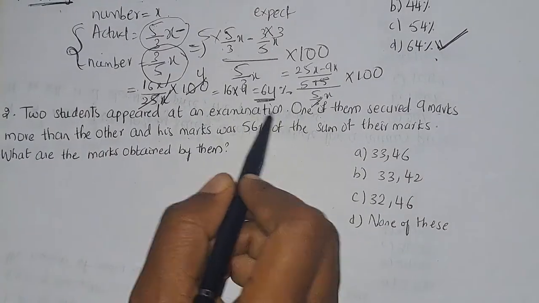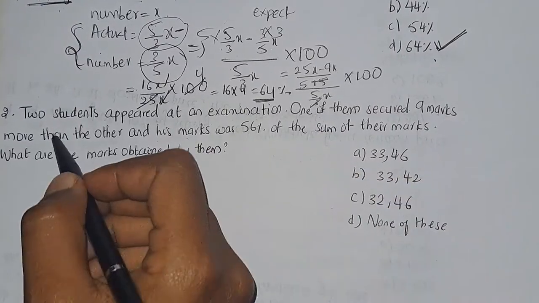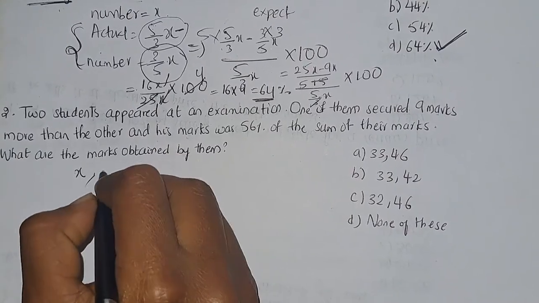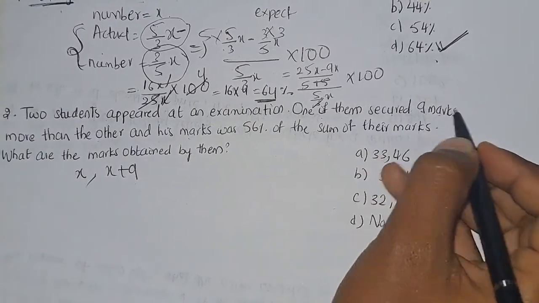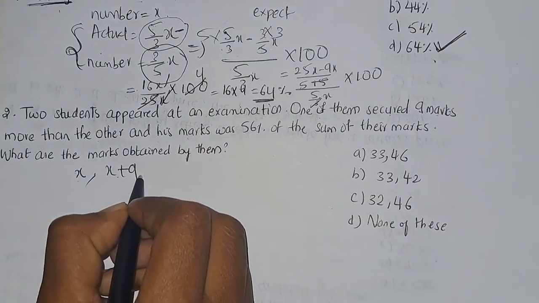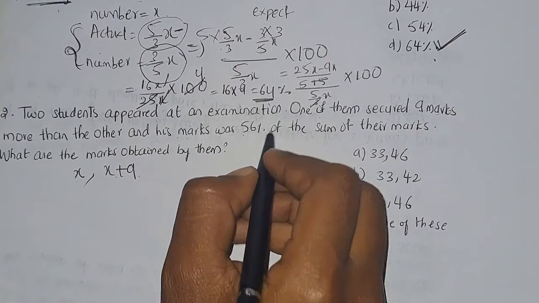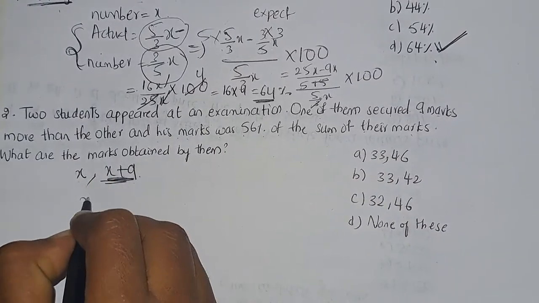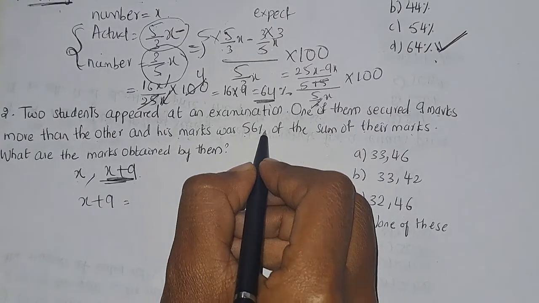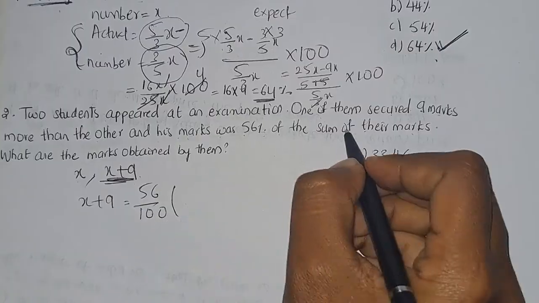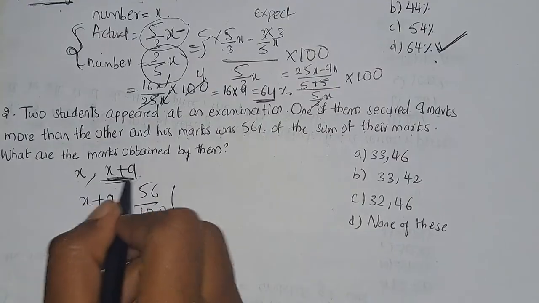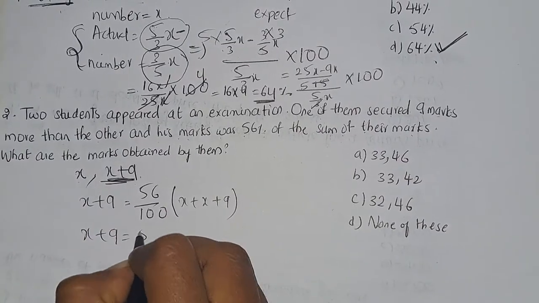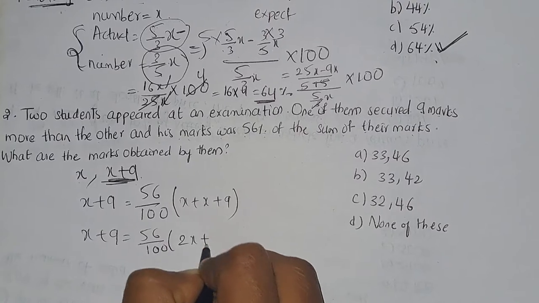Two students appeared at an examination. One of them secured 9 marks more than the other. So let us consider one student got x marks and the other student got 9 marks more than the other, so x plus 9. And his marks were 56% of the sum of their marks. So the sum of their two marks, x plus x plus 9, you will get like this, that is 2x plus 9.